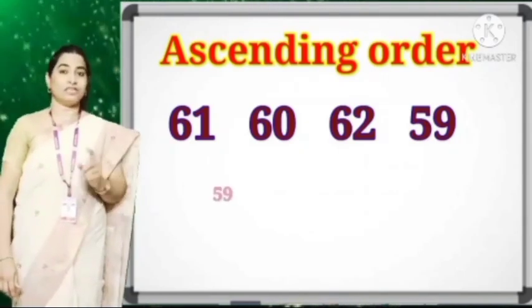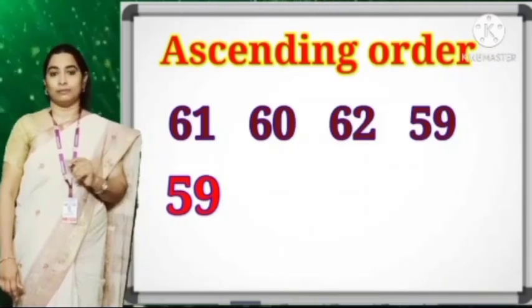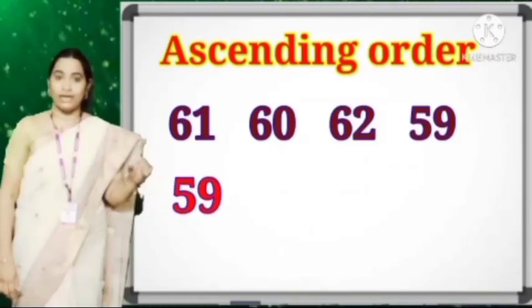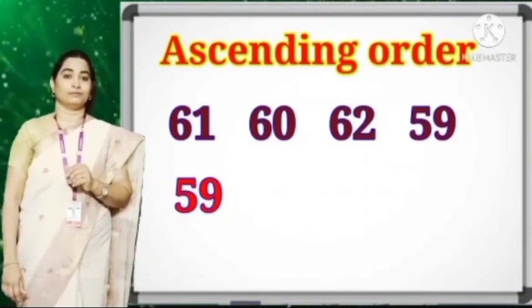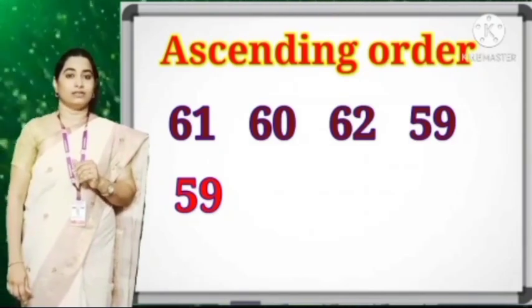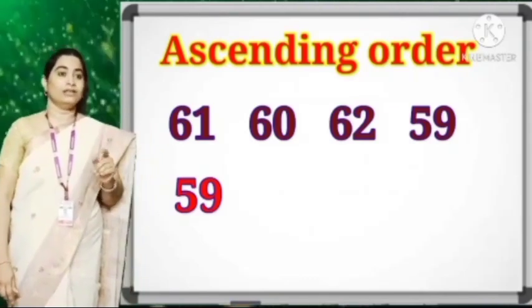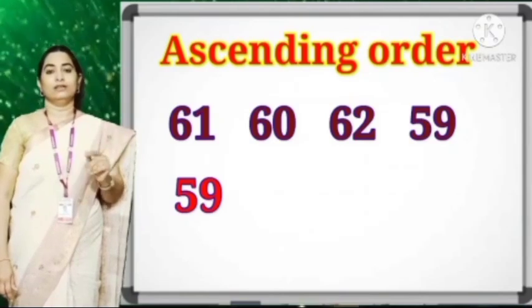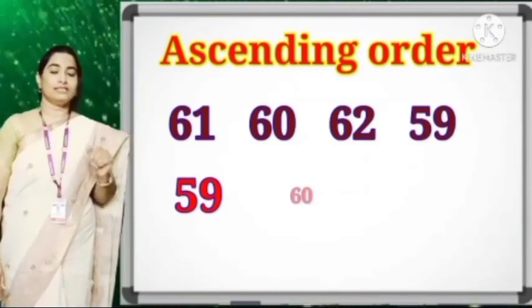Yes, 59. 59 is the smallest number. So we need to take 59 and write it first. 59. Now next, 3 numbers are given. That is 61, 60, 62. So which is smallest now? 60.